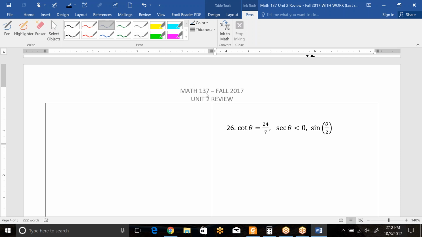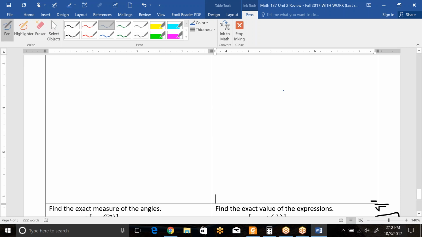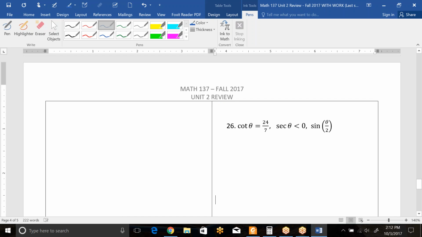Okay, so it's going to work. Probably pushed spacebar too many times. Yes, I did.